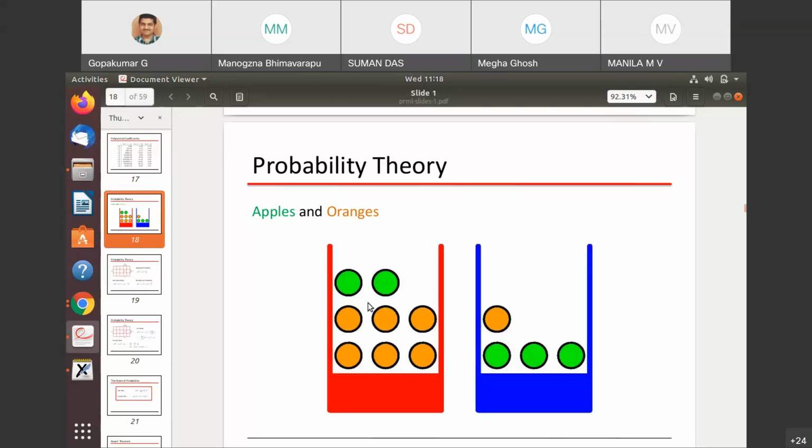Now, assume that we have two boxes. One is red in color and another one is blue in color, with apples and oranges. The apples are green in color and the oranges are orange in color. That is the example that will be discussed throughout the coming slides.